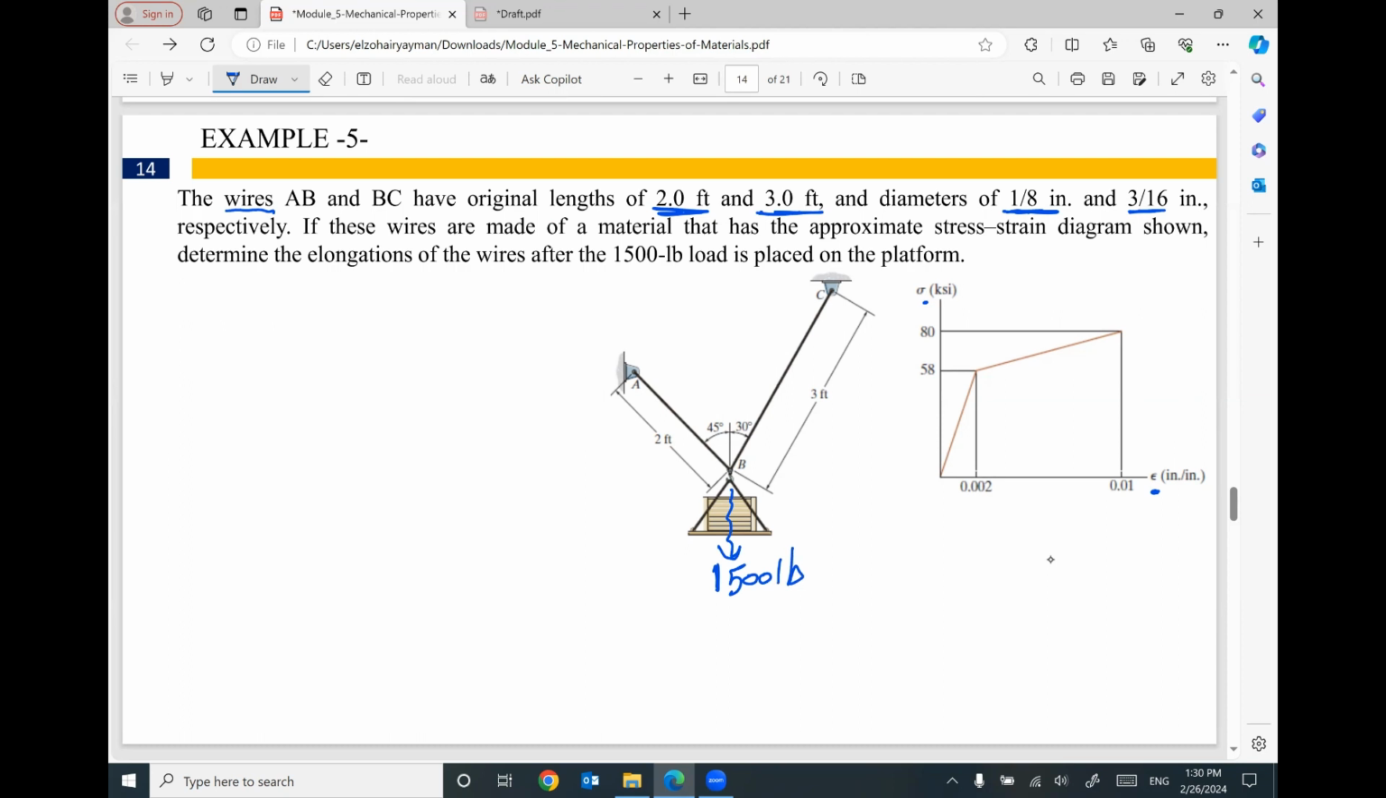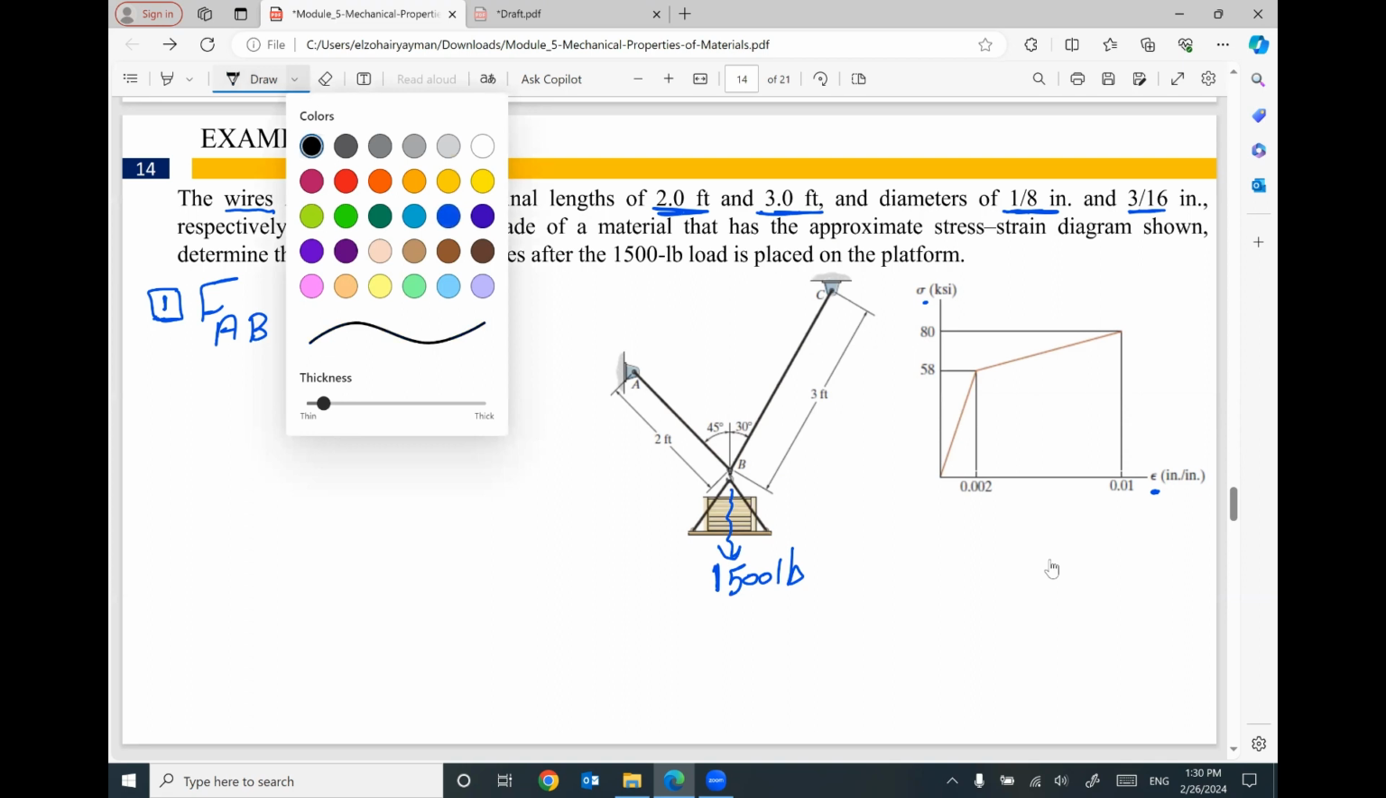So to solve this problem, we have two parts. The first part is the part of engineering mechanics. We need to figure out how much force is in member or wire AB and how much force is in wire BC. This is the engineering mechanics part.